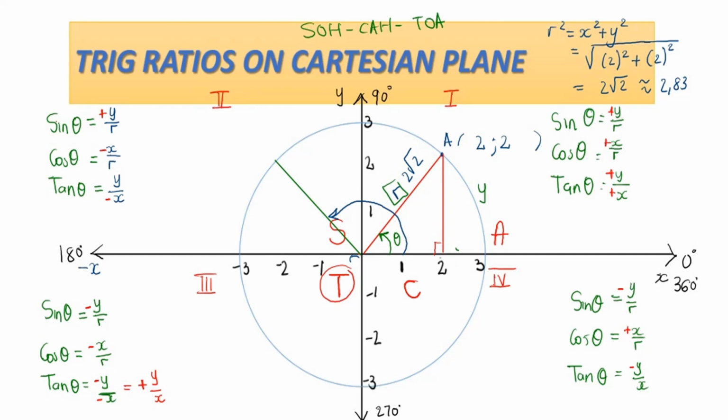So that is why we are taught that in this fourth quadrant only the trig ratio cos of theta is positive.